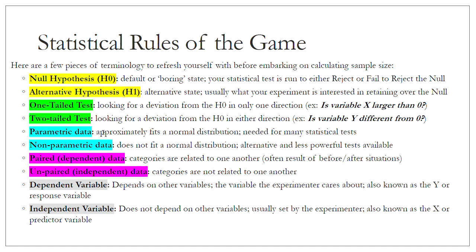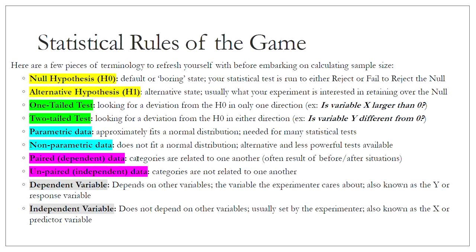Basically, the two-tailed is just we're looking for any kind of difference, any kind of relationship, any kind of change. Now, parametric data approximately fits a normal distribution, and that's what's needed for many statistical tests. So often when we do those little checks before we look at our data, it's to make sure that our data is parametric. Non-parametric data does not fit a normal distribution, so there are alternative and less powerful tests available. If we can, we always want to use parametric tests just because they are much stronger. But if we don't have data that fits a normal distribution, we will switch to non-parametric tests, which is fine. There's nothing wrong with it. It's just a little less powerful.